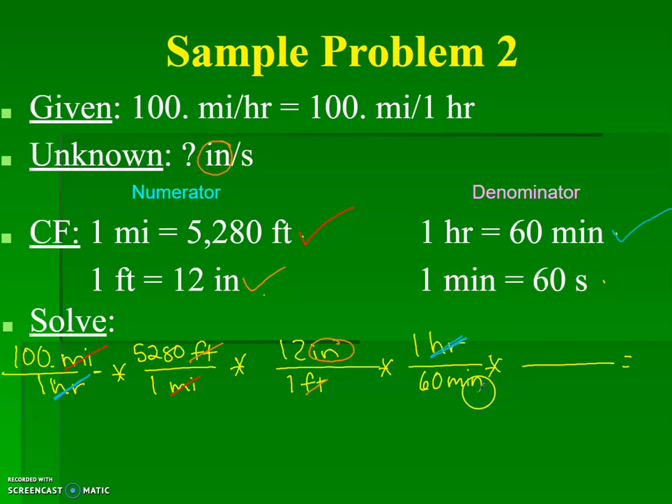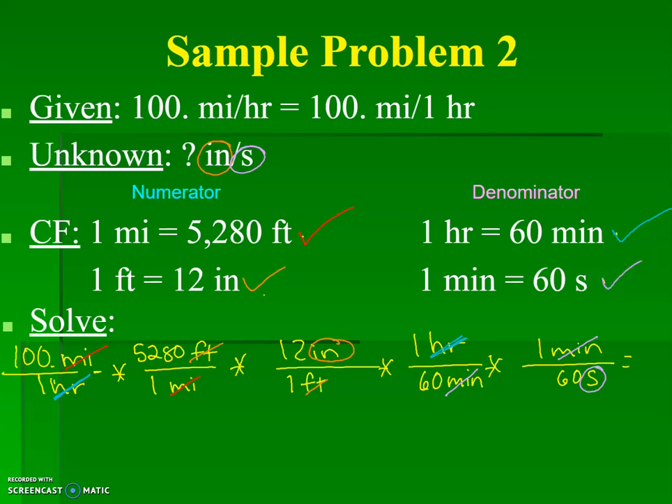1 minute is 60 seconds. Minutes is in the denominator, so I put 1 minute up top, 60 seconds on the bottom. And then minutes and minutes cancel out, leaving seconds in the denominator, which is exactly what I have here in my unknown. Awesome.